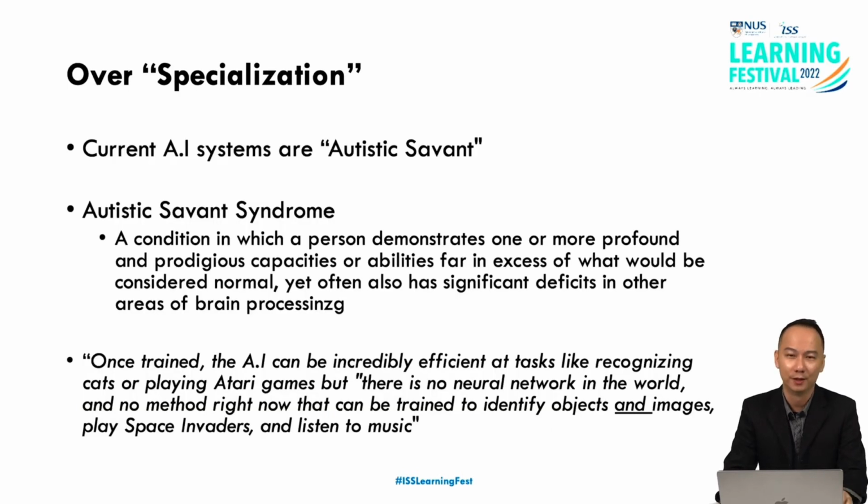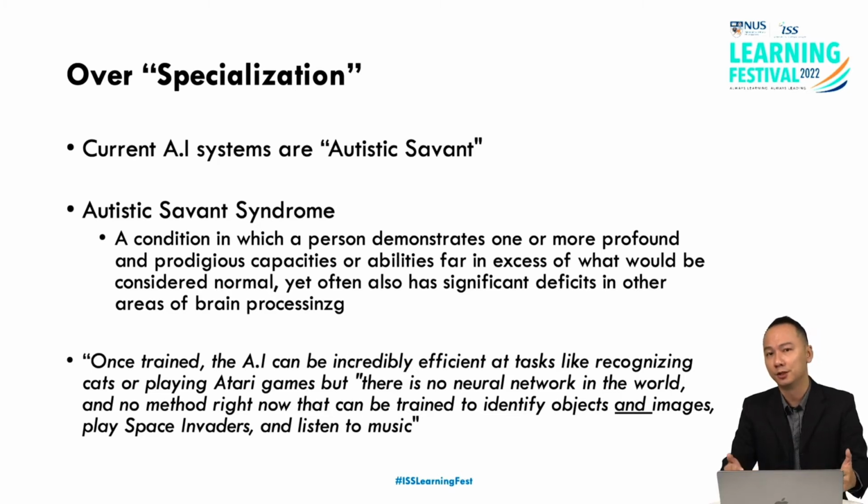Why is this so? Well, there's a concept I'd like to introduce to all of you. It's called autistic savant. Currently, AI systems have this syndrome, if you will, autistic savant. What does that mean? It's referring to a condition in which a person demonstrates one or more profound capacities or abilities far in excess of what would be considered normal. This could be referring to it in a good way or a not so good way. Yet often, such a person also has significant deficits in other areas of brain processing.